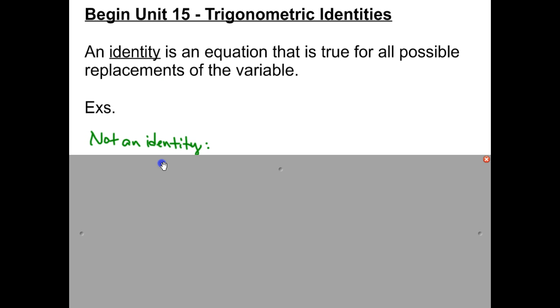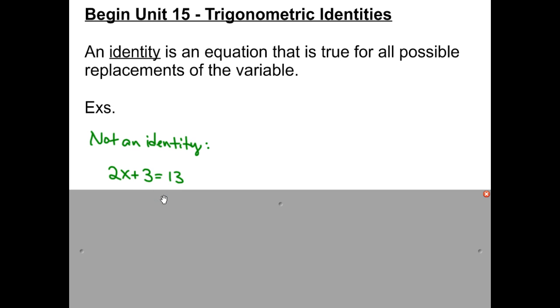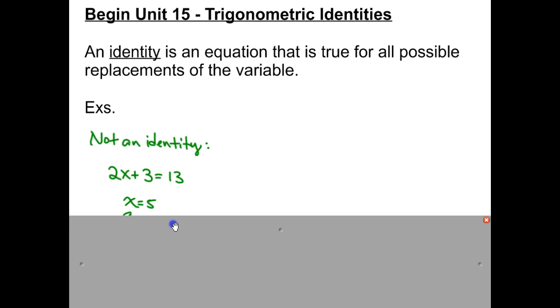Okay. This is an example of not an identity. All right, we've got an equation here. I'd like you to proceed to solve this equation for x. Then play the recording when you've got it. Okay, so hopefully you got that x equals 5.